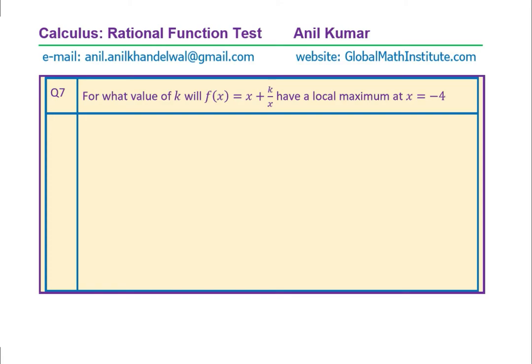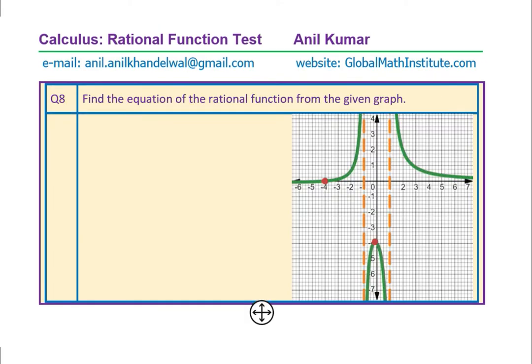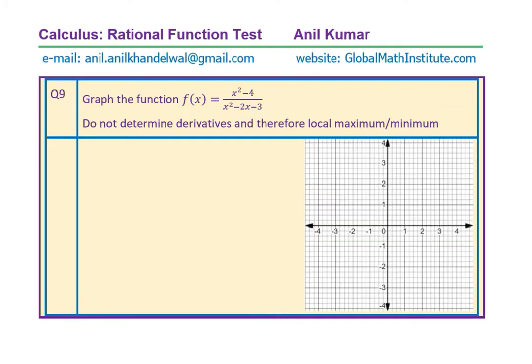Question number 7. For what value of k will f of x equals x plus k over x have a local maximum at x equals minus 4? Question number 8. Find the equation of the rational function from the given graph. Question 9. Graph the function f of x equals x squared minus 4 divided by x squared minus 2x minus 3. Do not determine derivatives and therefore local maximum minimum.